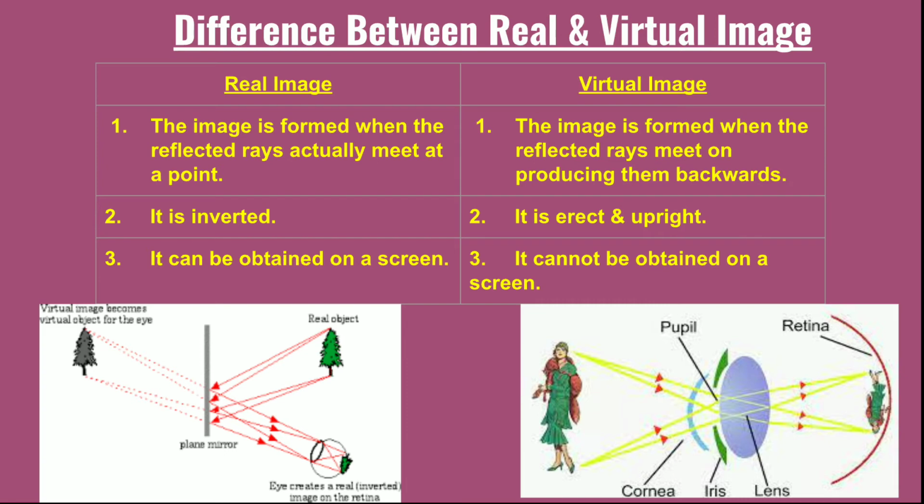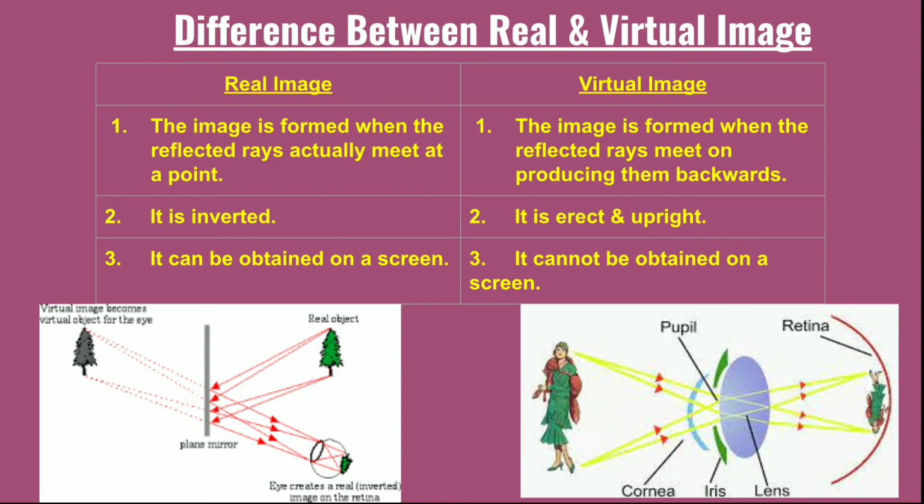Now, what is the difference between real image and virtual image? The real image is an image which is formed when reflected rays actually meet at a point. And virtual image is that in which the reflected rays meet on producing them backwards. Then real image is always inverted, whereas virtual image is erect and upright. Real image can be obtained on a screen, but virtual image cannot be obtained on a screen.